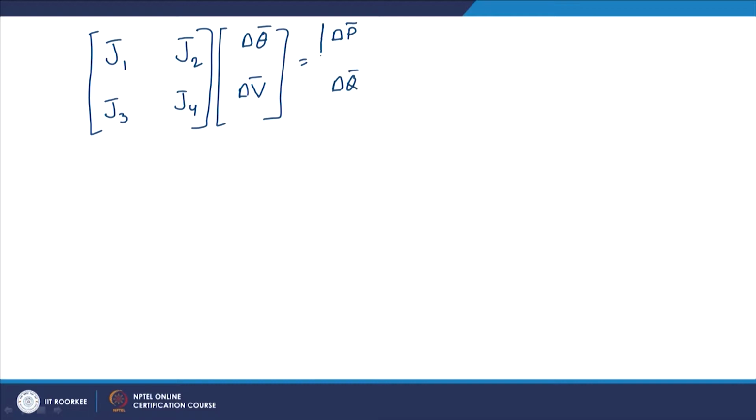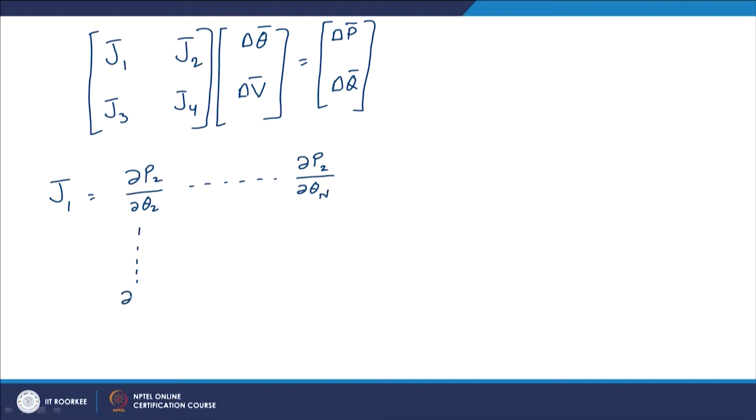Now we will look into all these quantities, all these vectors and matrices, more closely. What is J1? J1, if we recall, is del P2 by del theta 2, dot dot dot, del P2 by del theta n, then dot dot dot, del Pn by del theta 2, dot dot dot, del Pn by del theta n.